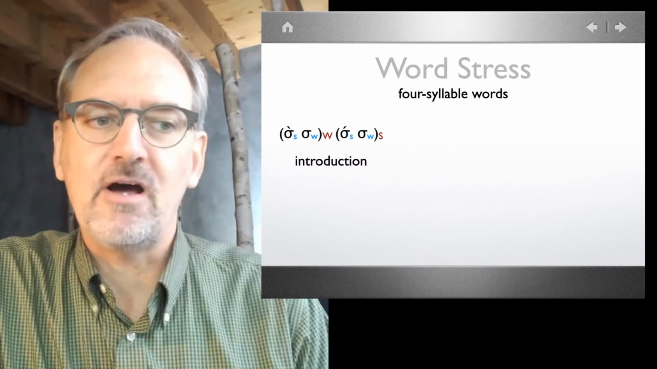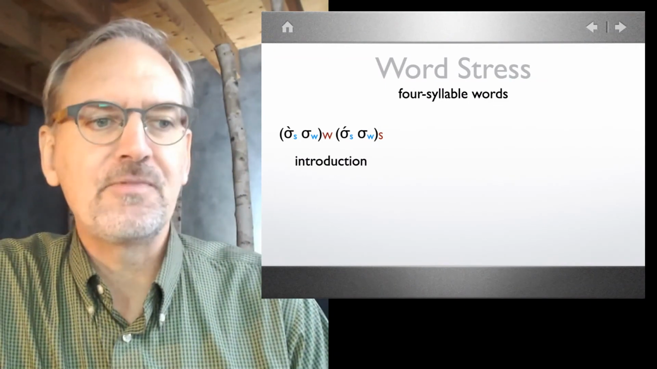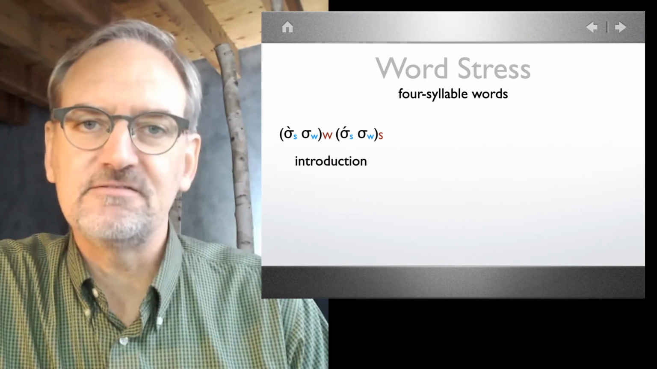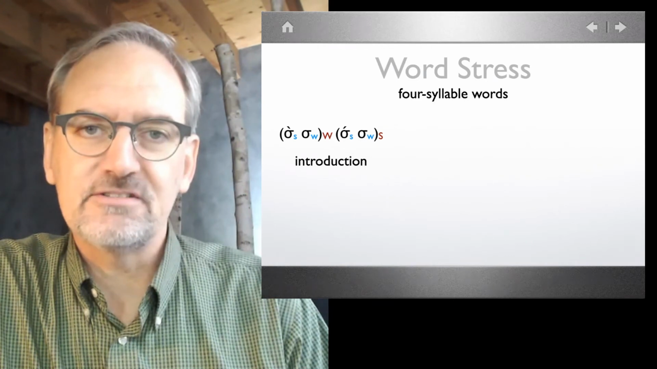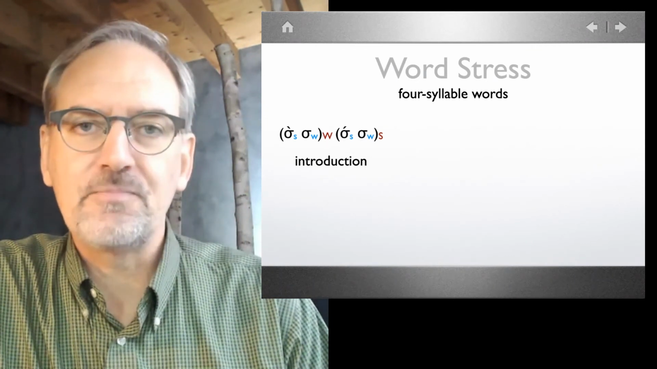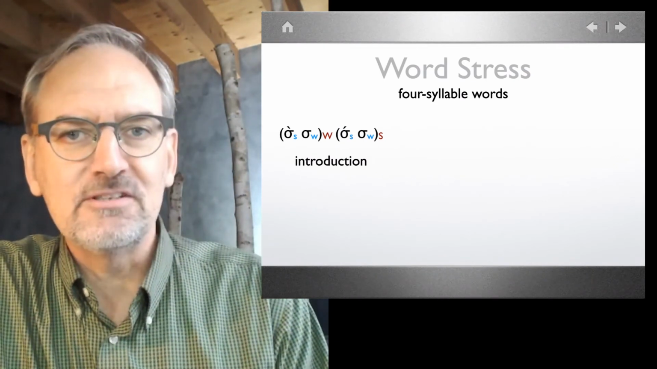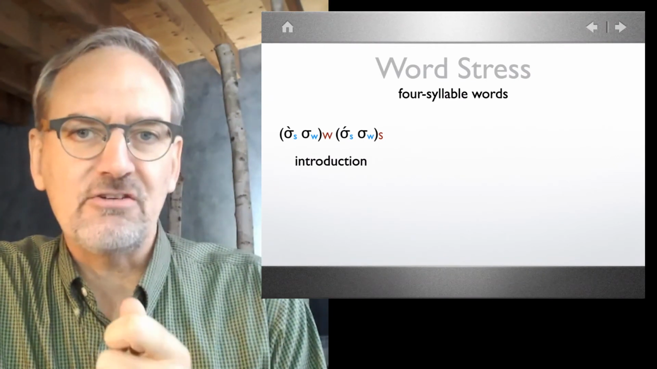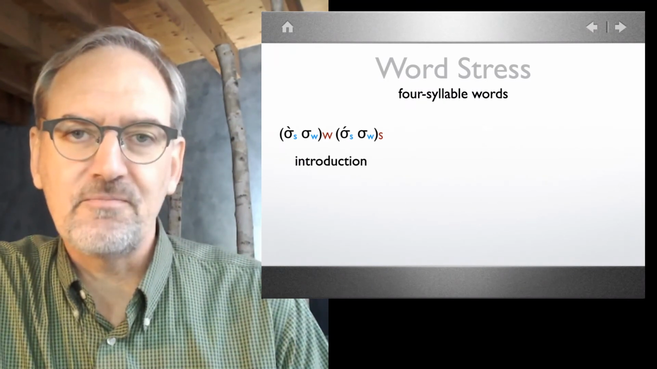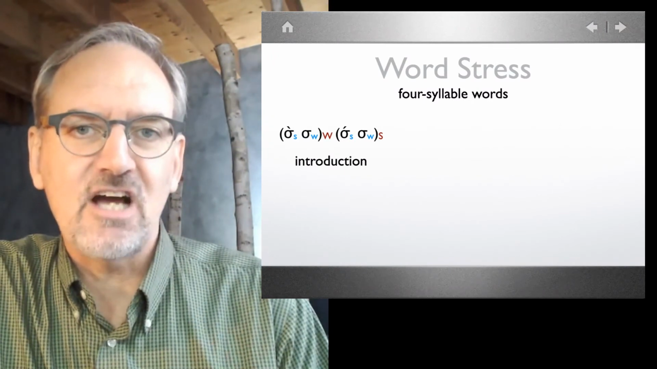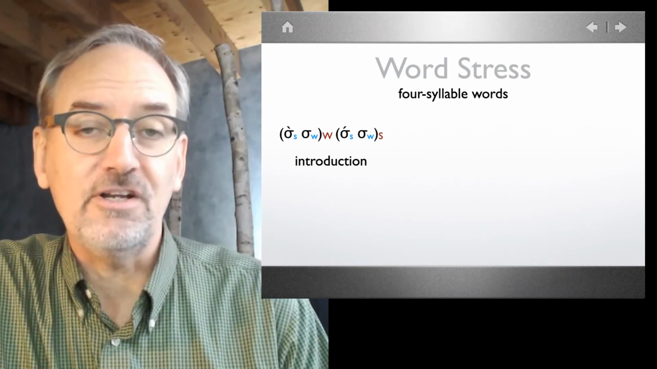In these cases, they're made up of 2 feet, 2 bisyllabic feet. In a word like introduction, the second foot is the strong foot, and the first foot is the weak foot. Inside each foot, the first syllable is the strong syllable, so stress is placed on the first and the third syllables of the word introduction. Primary stress is on the third syllable because it's the strong syllable in the strong foot.